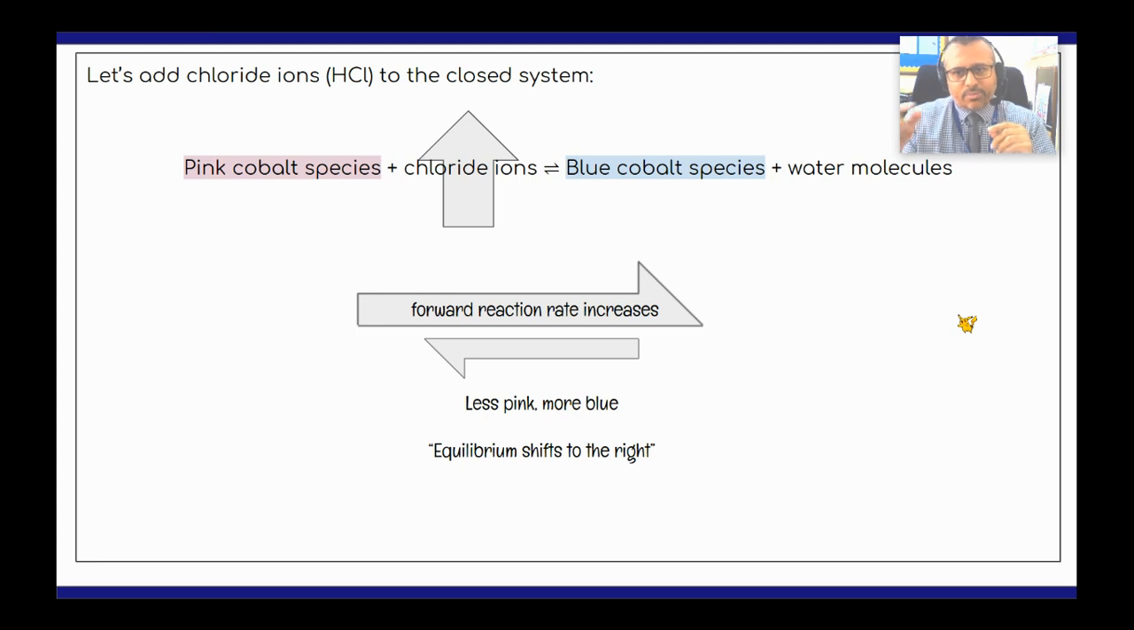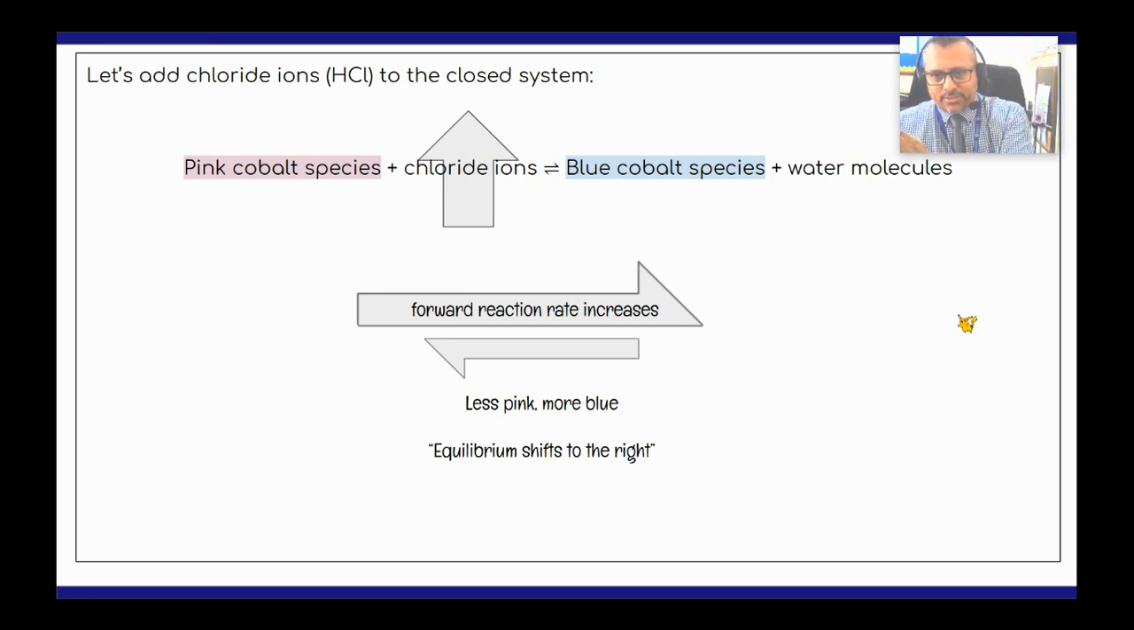And what then happens is you build up the cobalt species on the right-hand side. So more cobalt species can then bind with water molecules to form the pink. So you basically re-establish the equilibrium. But the equilibrium actually shifts over to the right-hand side. So you shift the equilibrium. You disturb it by raising the chloride ion concentration.